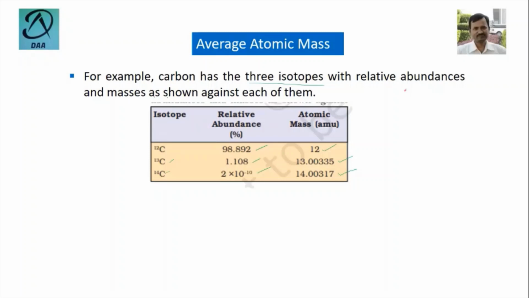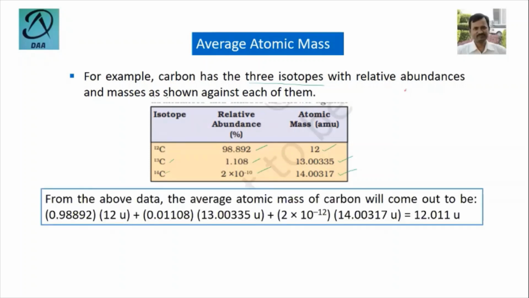Now we'll calculate the average atomic mass. From the above data, we can do the calculation for the first isotope, 12C, whose relative abundance is 98.892%. To convert to a fraction, we divide by 100. Then the value will be 0.98892, multiplied by 12 U or AMU.